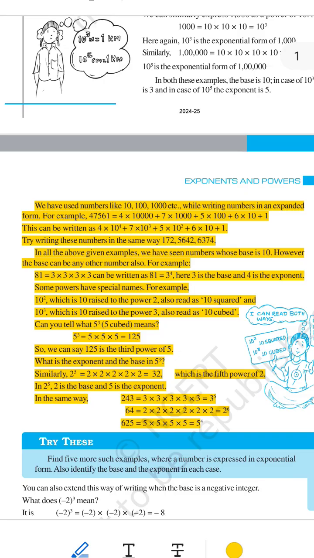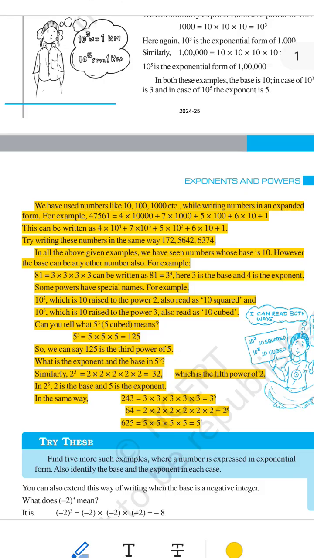1. Expanded form using powers of 10. A number can be split into parts using place values. Each place value is a power of 10. Example: 5,642 equals 5 times 1,000, which is 5 times 10 cubed, plus 6 times 100, which is 6 times 10 squared, plus 4 times 10, plus 2 times 1, which is 2 times 10 to the power 0.